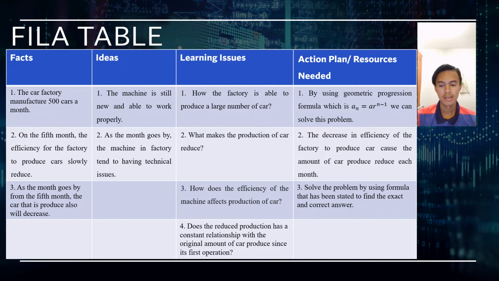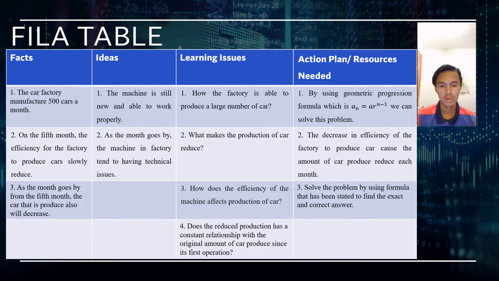Third, as the months go by from the 5th month, the number of cars produced will also decrease. For the idea, first, the machine is still new and able to work properly. Second, as the months go by, the machines in the factory tend to have technical issues.